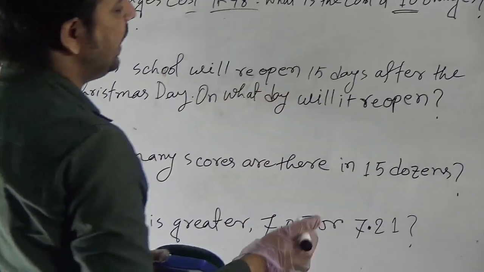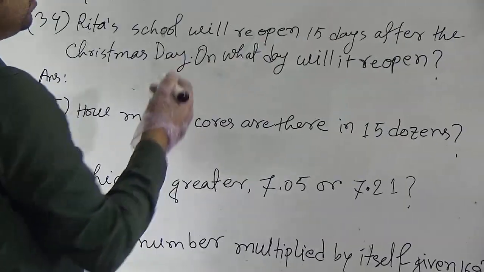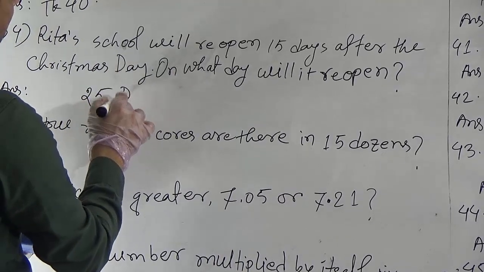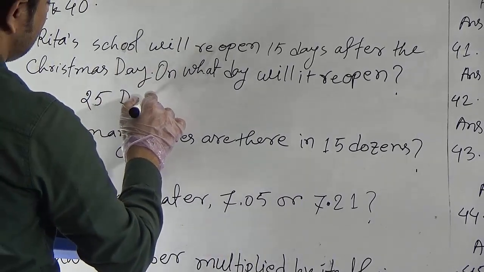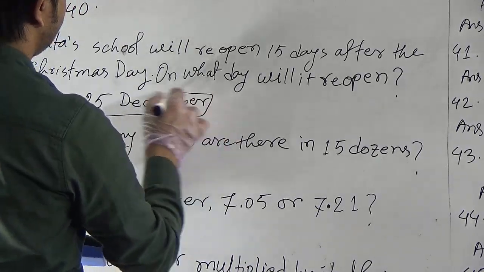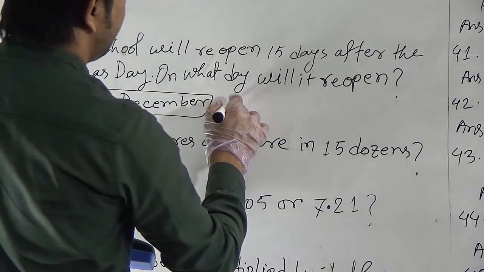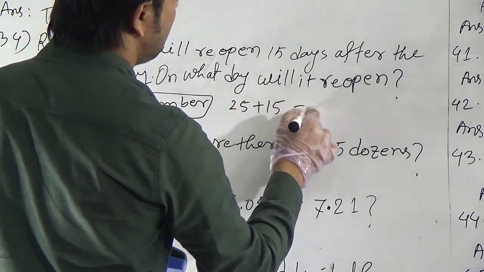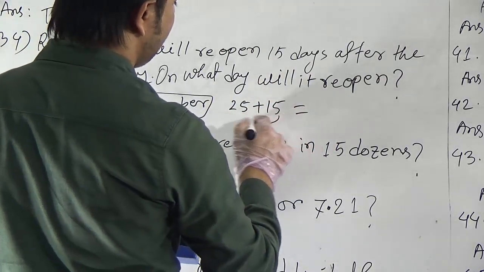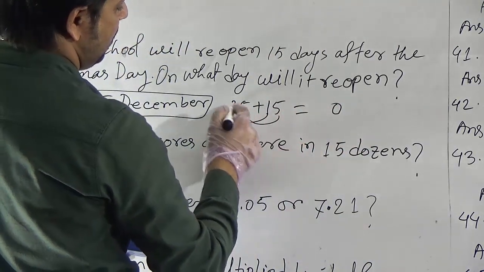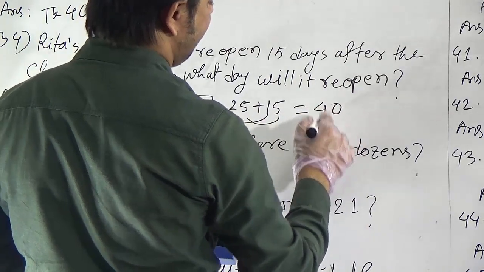Question 34. Rita's school will reopen 15 days after Christmas day. On what day will it reopen? We know Christmas day is 25 December. So 15 days after 25 will be 25 plus 15, which is 40.